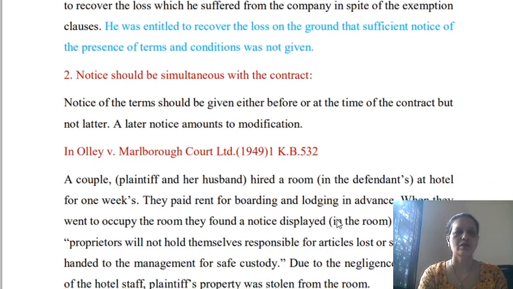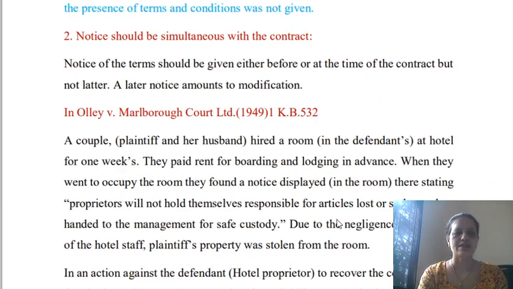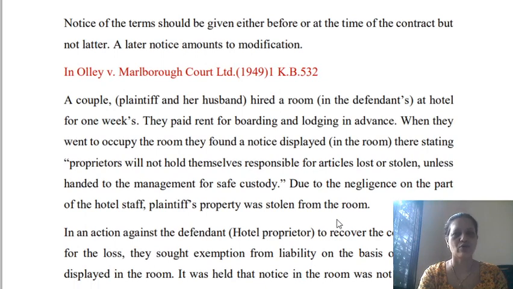Second rule, notice should be simultaneous with the contract. Notice of the terms should be given either before or at the time of the contract, but not later. A later notice amounts to modification, and therefore the notice must be given before or at the time of making of the contract.